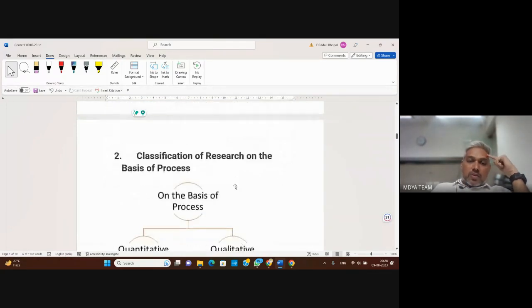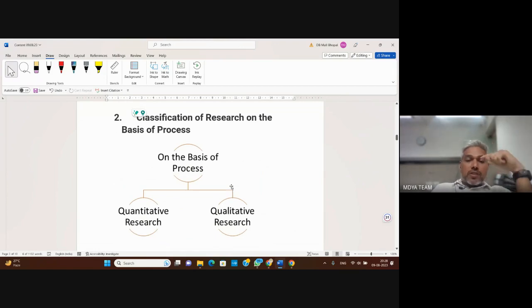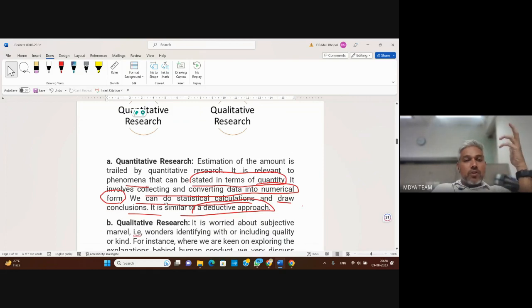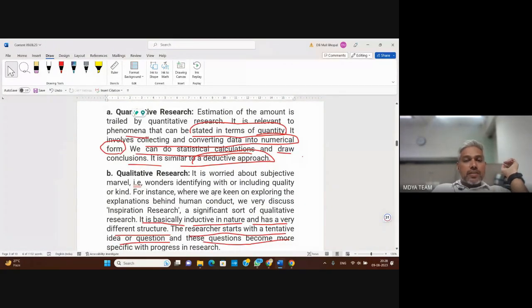After that, we discussed research on the basis of process. There are two types of research under this basis: quantitative and qualitative. We have broadly discussed quantitative and qualitative. Quantitative research means stating in terms of quantity, right? And in quantitative, we do statistical calculations and draw conclusions. It is similar to a deductive approach. And qualitative is inductive in nature and has a very different structure.